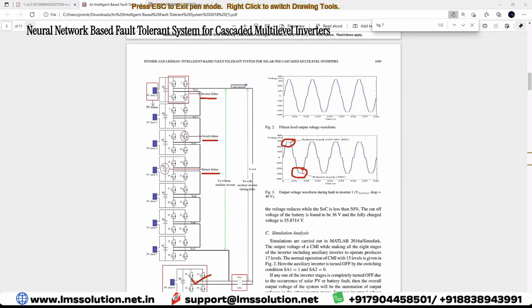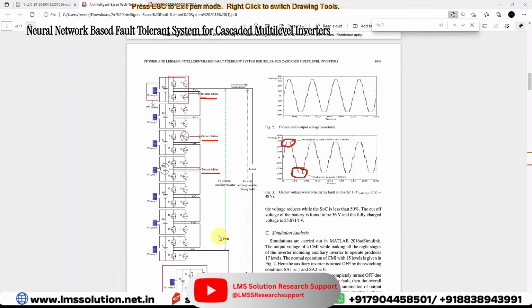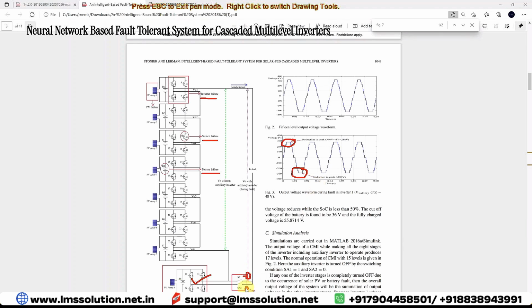During normal operation, we are using two switches: SA1 equal to 1 and SA2 equal to 0. The auxiliary inverter is not connected with the system during normal operation. When the fault occurs, SA1 equal to 0 and SA2 equal to 1, so it is included in the system. You also need to provide switching logic based upon where the fault occurs. Here there are 7 H-bridge inverters, so we need to find which H-bridge inverter has the fault. Based upon that logic, we provide the switching sequence for these inverters in order to get the 15 level output on the load side.